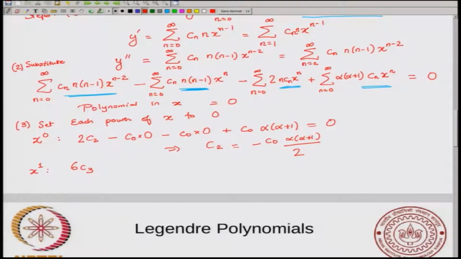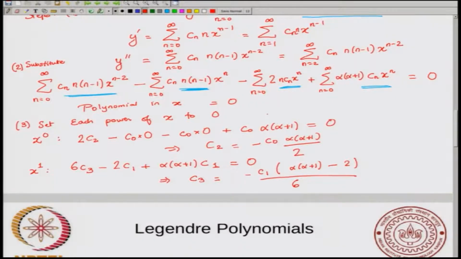In the third term, you can have n equal to 1. So, you will get minus 2 into 1 into C1, so minus 2 C1. Then in the last term you can have n equal to 1, and you will get plus alpha plus 1 C1. This is the coefficient of x to the power 1, and this has to be equal to 0. So, you get the relation C3 equals minus C1 times alpha plus 1 minus 2 divided by 6. So, C3 is related to C1. C3 is proportional to C1, C2 was proportional to C0.